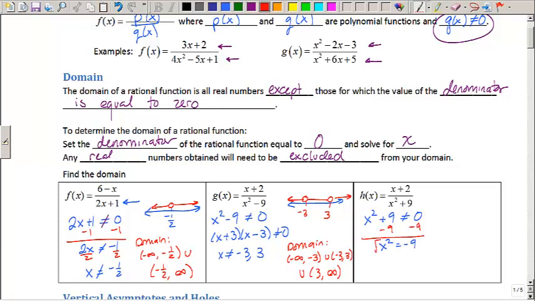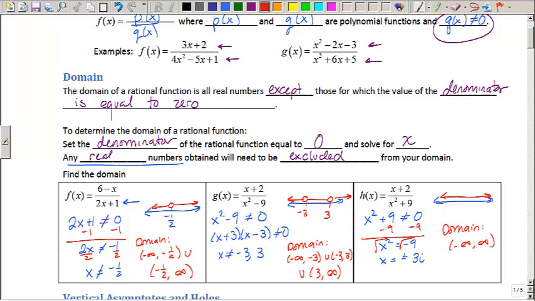Take the square root of both sides, and I have x is equal to plus or minus 3i. Well, I can't really exclude a plus or minus 3i from the real numbers because plus or minus 3i is not real. Notice it says any real numbers obtained will need to be excluded. So what values am I allowed to have? Well, all real numbers. I can't very well exclude imaginary numbers from my real number line, so my domain is all real numbers, negative infinity to positive infinity.